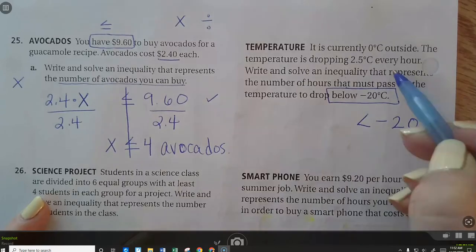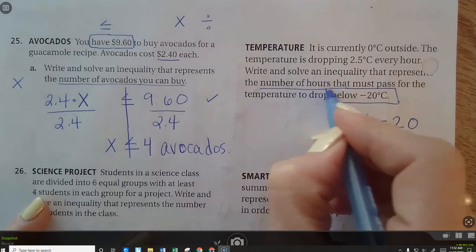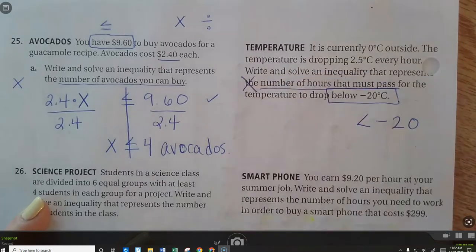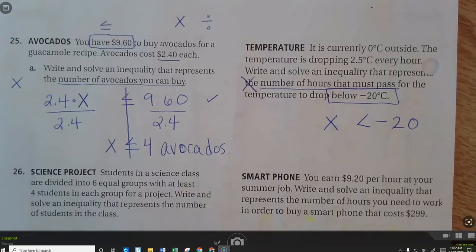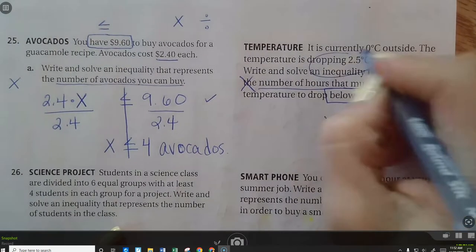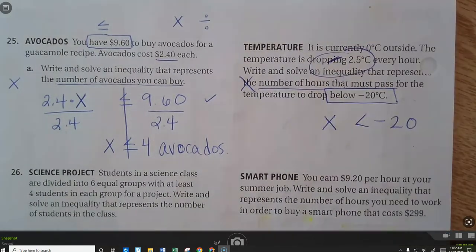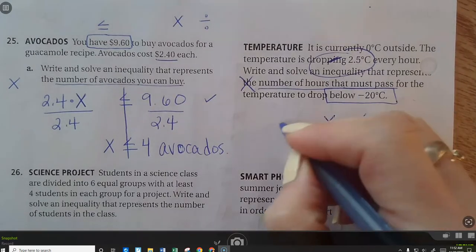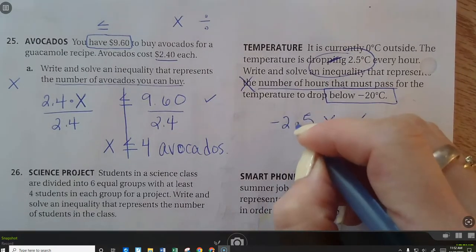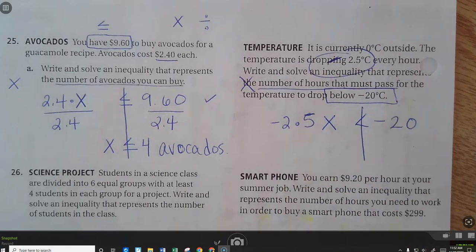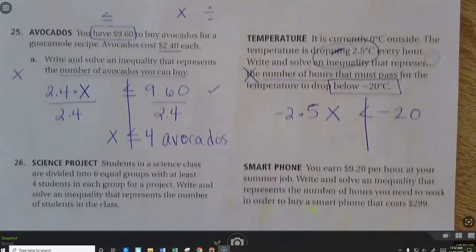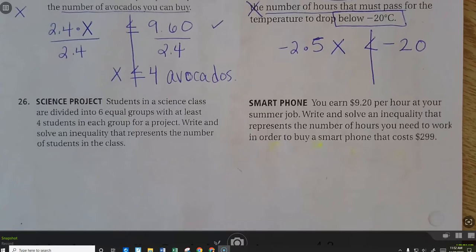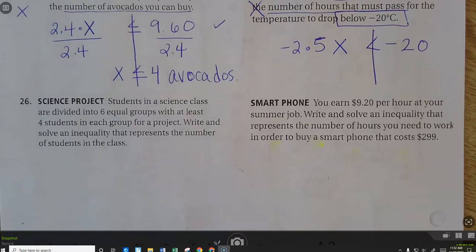And also, I'm looking for the number of hours. So that's going to be my X, the number of hours. Okay, so it's dropping 2.5 degrees each hour. That tells me it's a negative 2.5 each hour. I know it would be negative 2.5 each hour, so times the number of hours. And I can go back and solve that. I want to take our time now to at least read through the next couple, okay? And you can come back and solve this one.